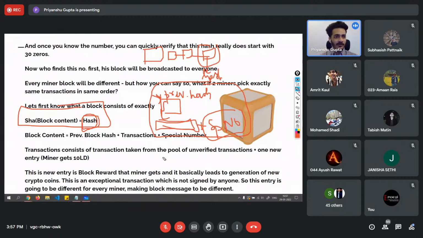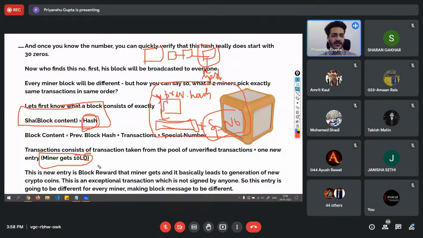Suppose for now this miner will get 100 ledger coin, LC. For verifying this block, he will get 10 LC as a reward. This is how the new coins are actually created here.